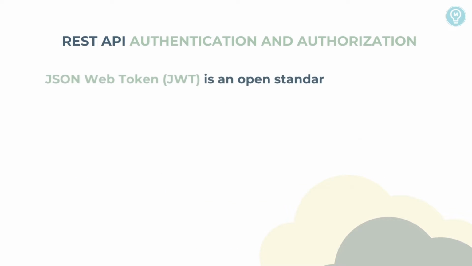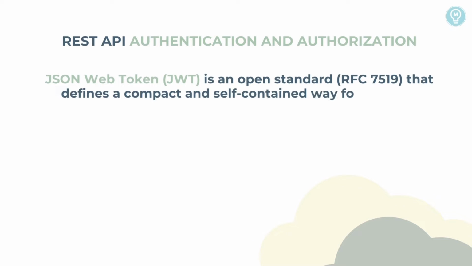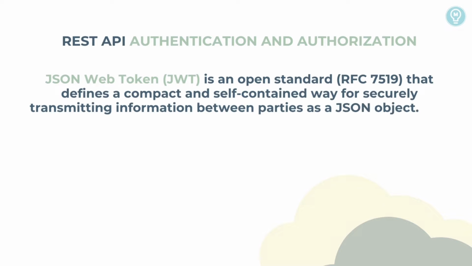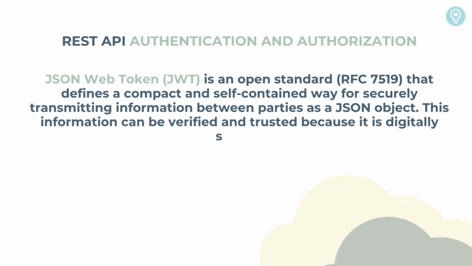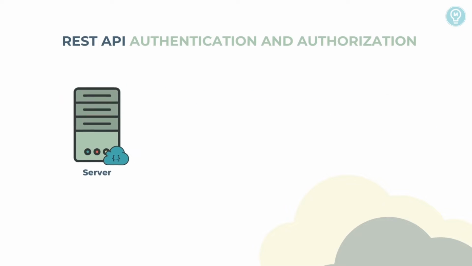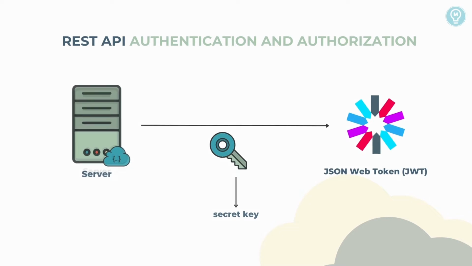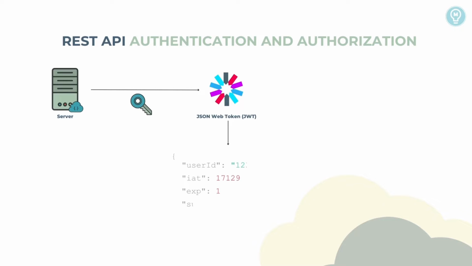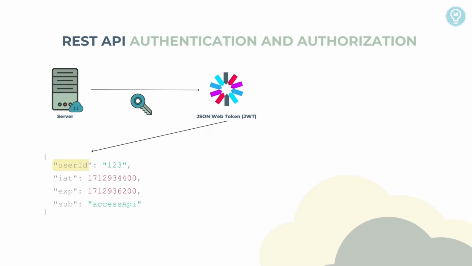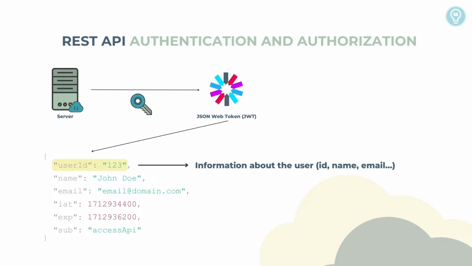JSON Web Token is an open standard that defines a compact and self-contained way for securely transmitting information between parties as a JSON object. This information can be verified and trusted because it's digitally signed. When the API server creates the JSON Web Token, it signs it with the secret key that only the server knows. That signed token must contain information about the user, like the unique ID, but also can include other details like name and email, for example.